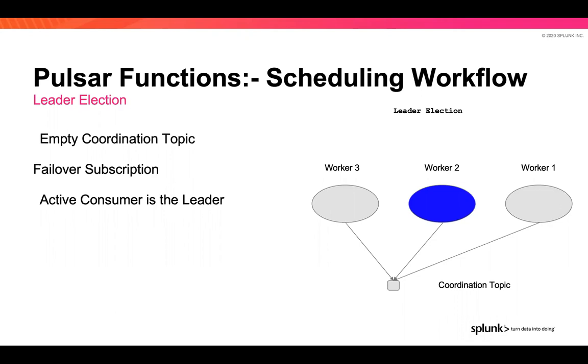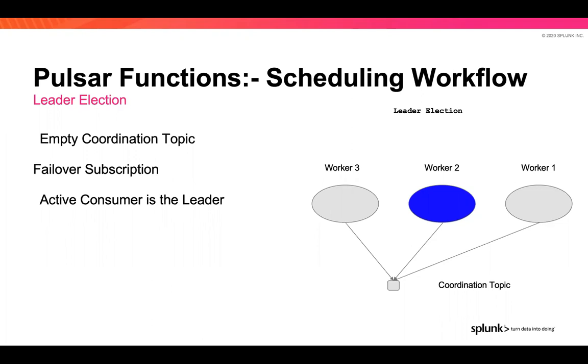How this occurs is through what we call the coordination topic. And the coordination topic simply leverages a unique mechanism within Pulsar, which we call the failover subscription. So if you saw the presentation this morning, Karthik basically talked about the different subscription types that are available in Pulsar. One of those is the exclusive type, which means only one worker can have it. And a corollary to that is the failover subscription.